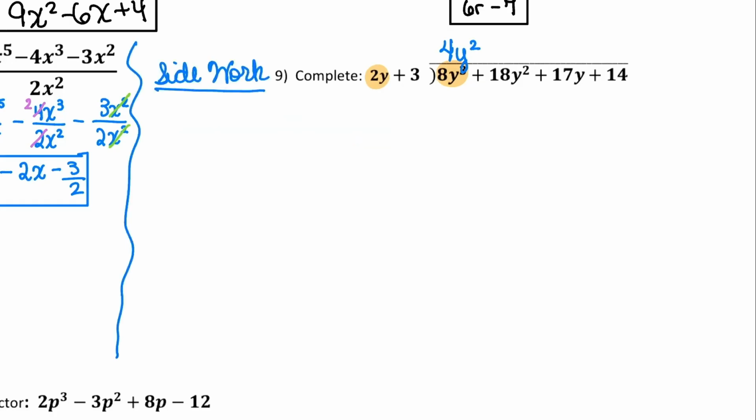So now this is where a lot of students get mixed up. We are now going to take the number that we just got, multiply it by this whole binomial, and then subtract the result. And this is where I like to do this over to the side. So we are going to get 4y squared times 2y plus 3. After we distribute 4y squared, that's going to be 8y cubed plus 12y squared. So we are now going to subtract this result.